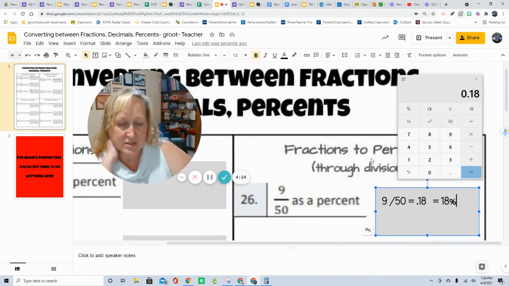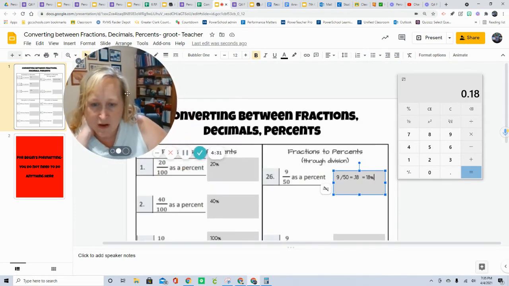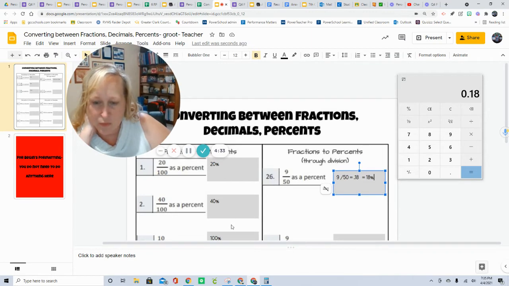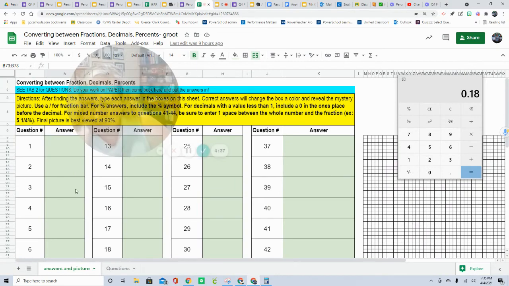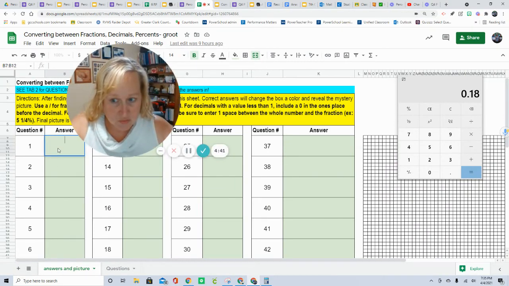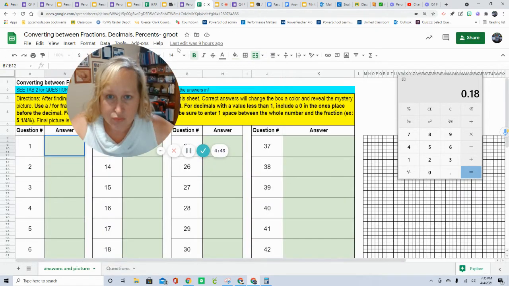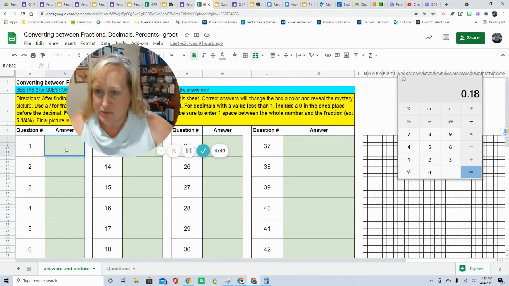Let's erase this and let's try to remember the problems that we have done. Let's see if I can go back out just a little. All right, so number 1 is 20%, 40%. Let's go over here. And number 1 we said was 20%. So I'm going to type in 20%.